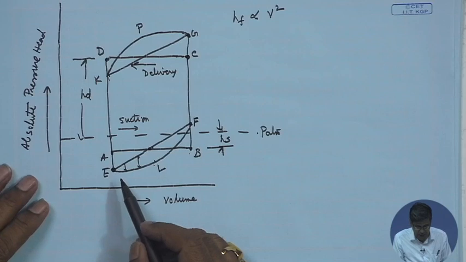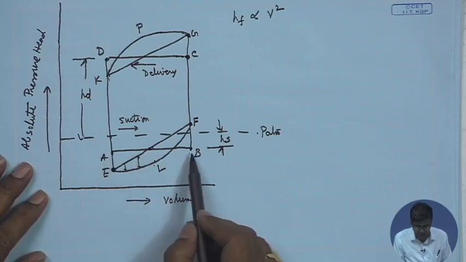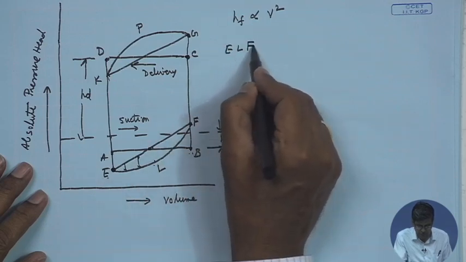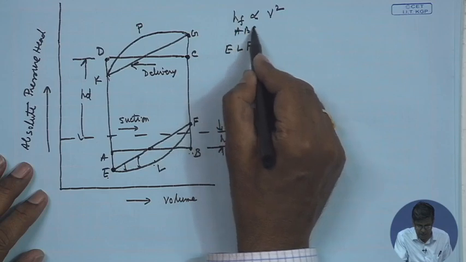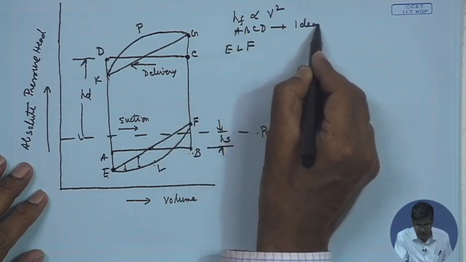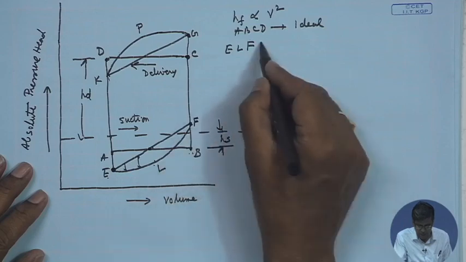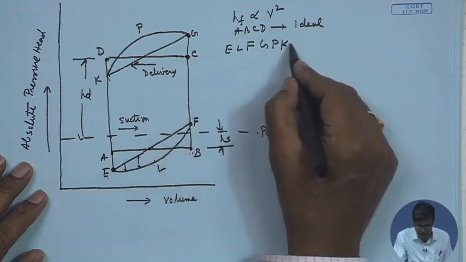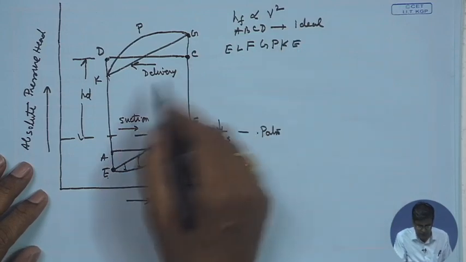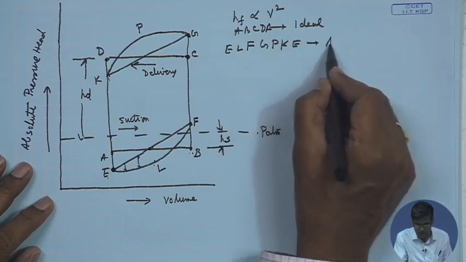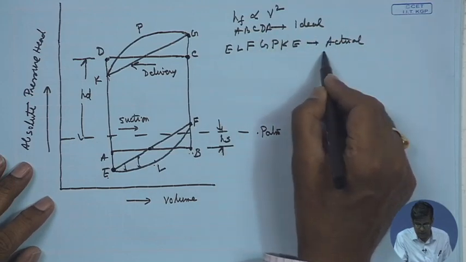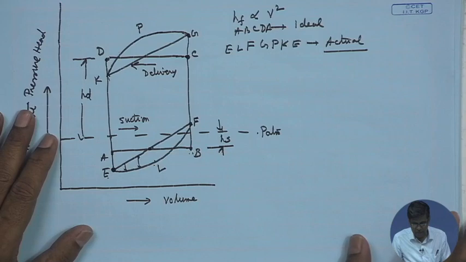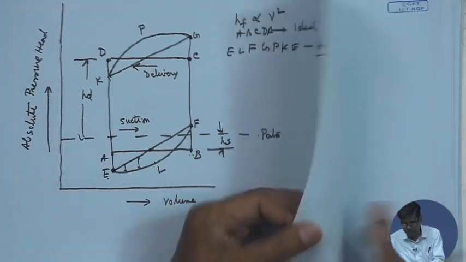So, the final diagram from an ideal one, which was the rectangle ABCD, is changed to ELF G P K E. ABCD is the ideal one. We should write A, B, C, D, A to complete it. This is the actual one, in consideration of the inertia of the piston and the liquid, and at the same time the frictional losses.